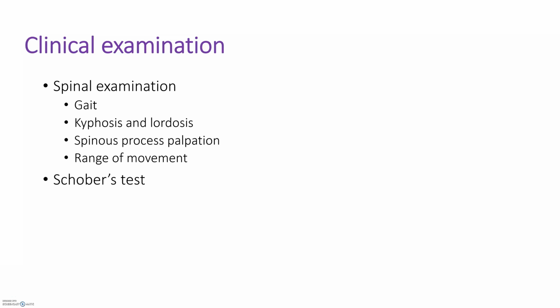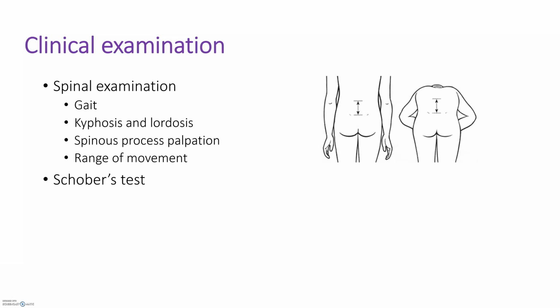So you could do Schober's test. So what you do with this one is you look at the dimples of Venus in their lower back, seeing the movement of that as they bend forward, to look at the range of movement within the lumbar region. So this is reduced in ankylosing spondylitis.